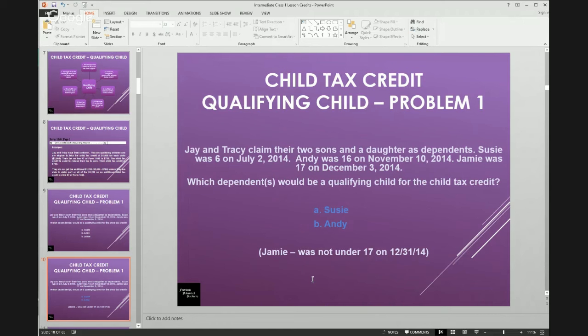Once you turn 17, you lose that credit. You can still claim them as children on your return. You can still get the exemption. You just would not get the child tax credit.